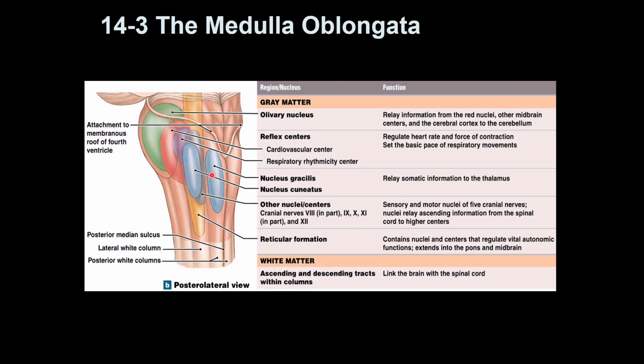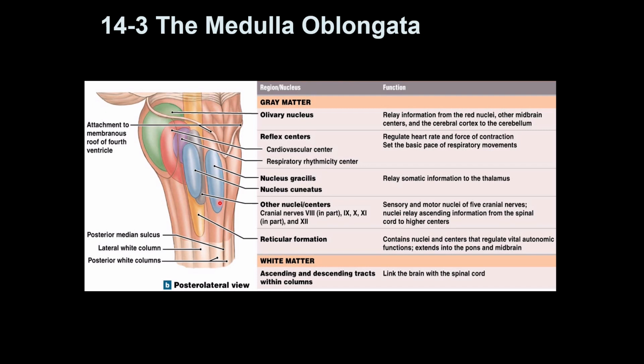There are also cranial nerve nuclei there. Cranial nerves 8 to 12 are located in the medulla oblongata, and they have different functions, sensory and motor. When the time comes, we will talk about each one separately.